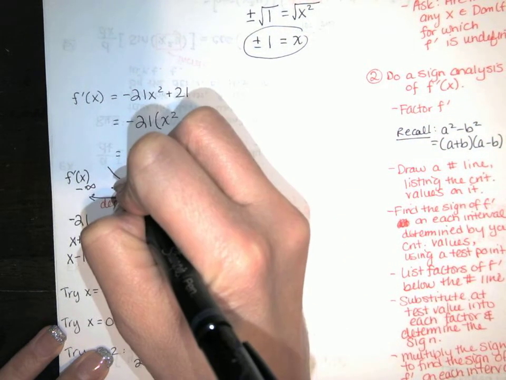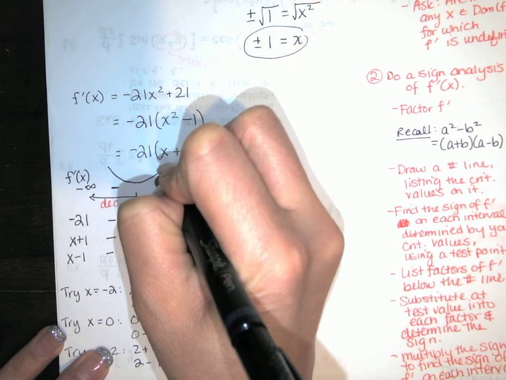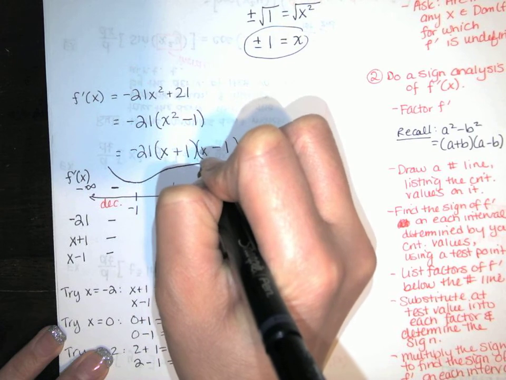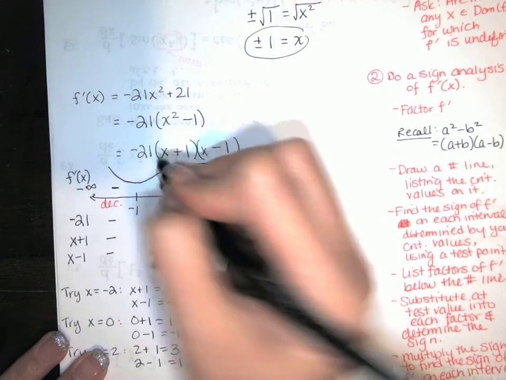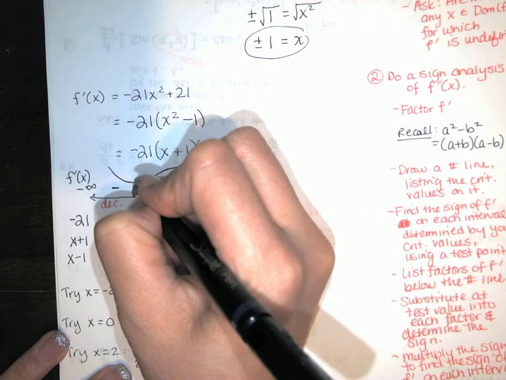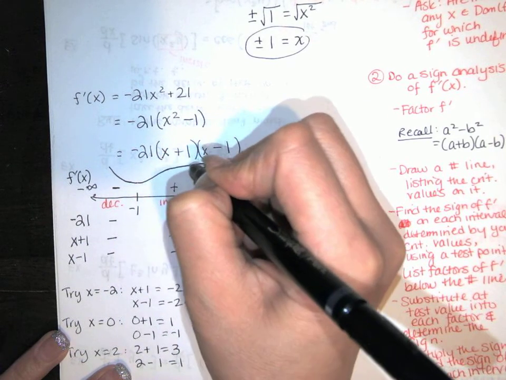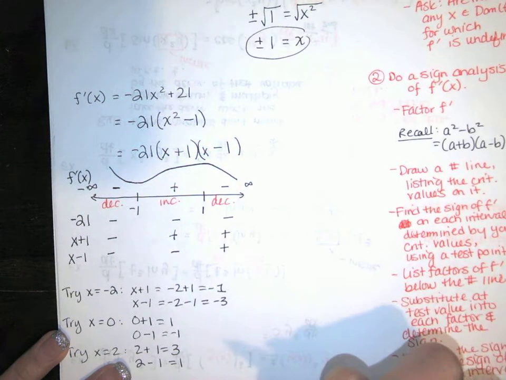And then it has 0 slope, and then it's increasing. Then it has 0 slope, and then it's decreasing. I don't actually know what the graph looks like, but that's the rough idea. It's decreasing, 0 slope, increasing, increasing, 0 slope, decreasing.